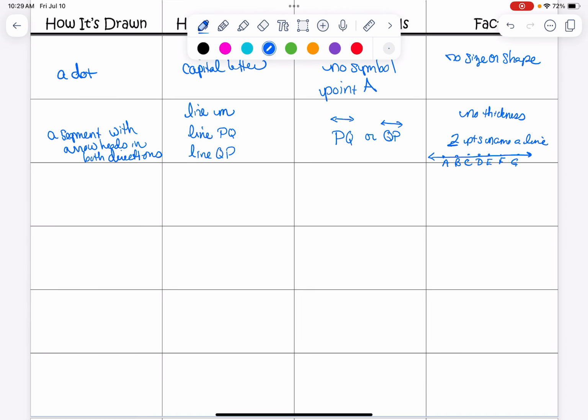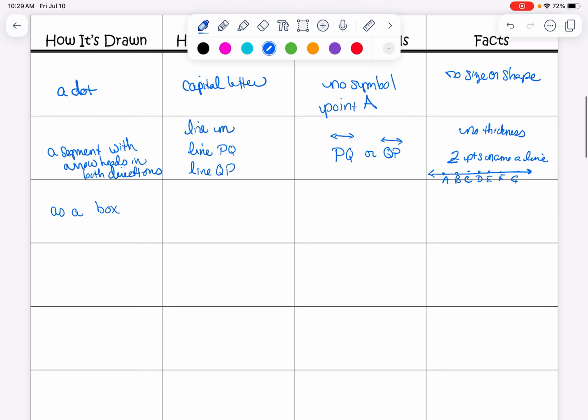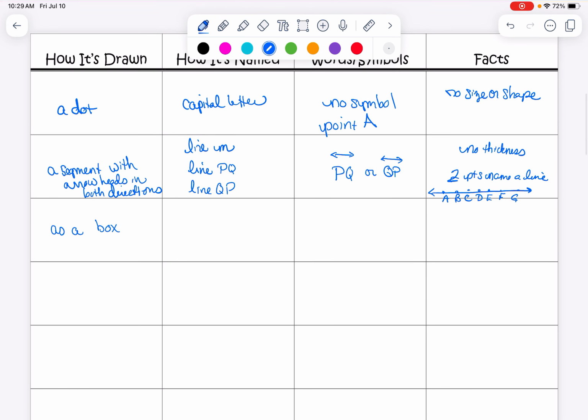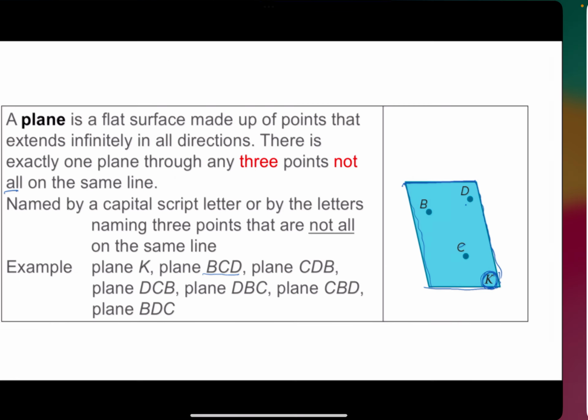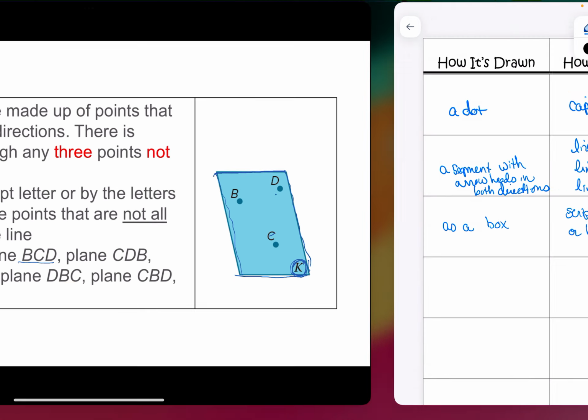So a plane is drawn as a box, parallelogram, rectangle, square. It is named either by its script capital letter, when there's no point next to it, or by 3 points that are not all in the same line. And so in this case, it was plane K or plane BCD.